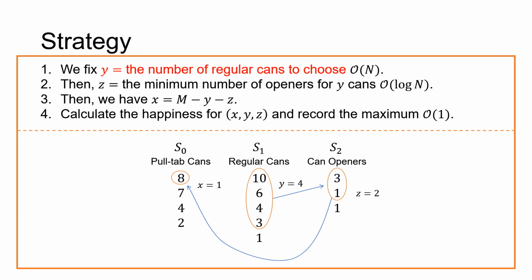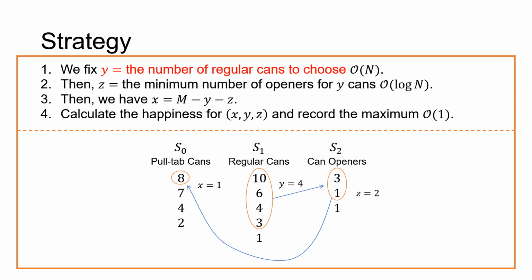In this video, I will explain a solution fixing the variable y, which is the number of regular cans to choose. The advantage is that the best value for the variable z, which is the number of openers, is easily determined by y. We must open y regular cans because we have already decided to select y regular cans, so z should be the minimum number of openers to open them. We can calculate such z by bisect, and I will explain it in the next slide.